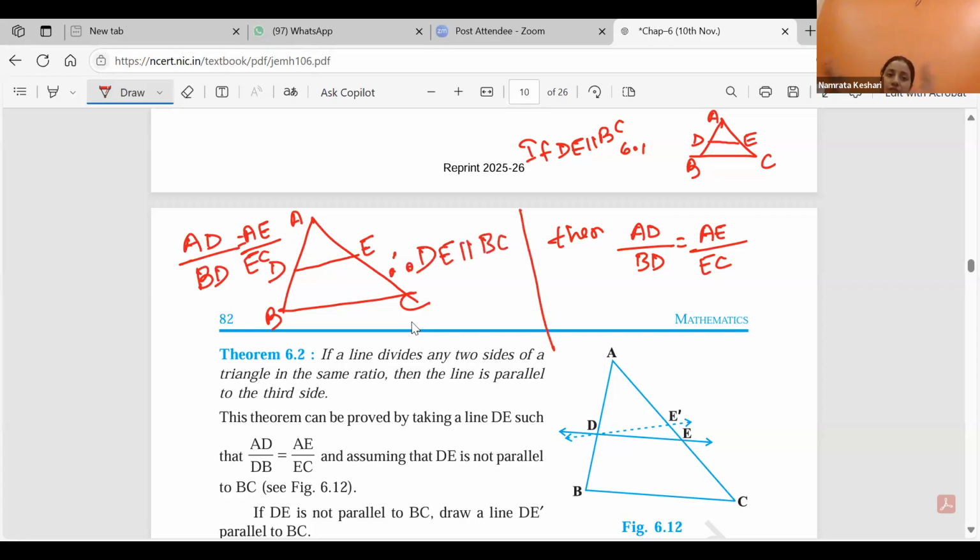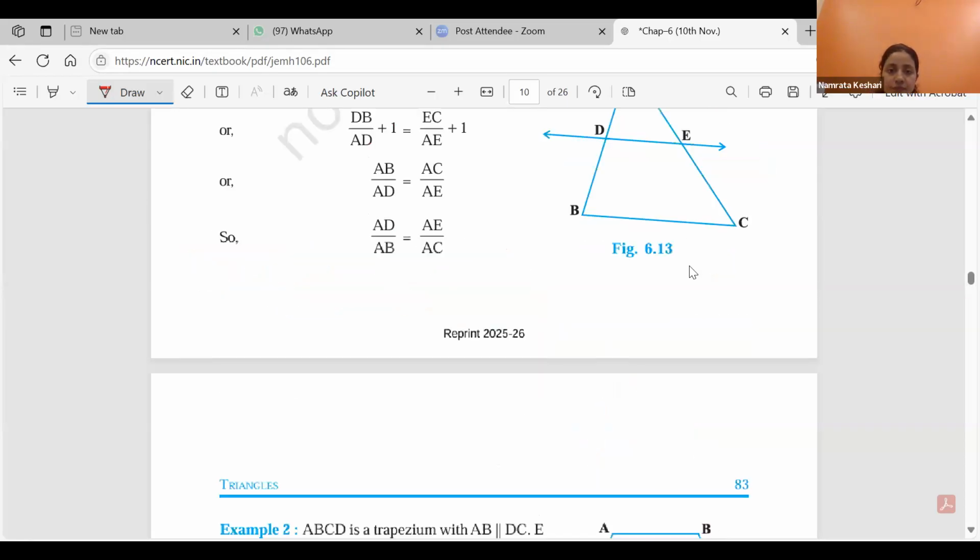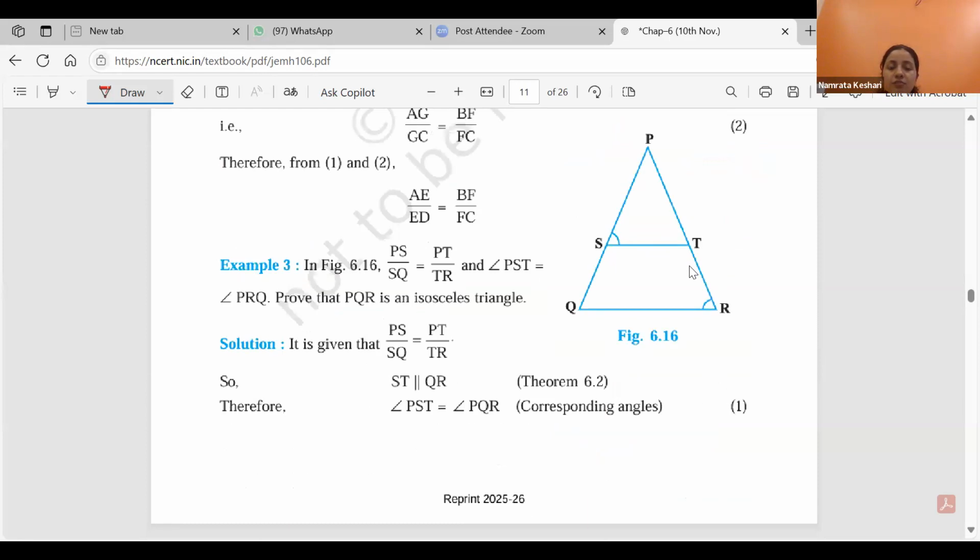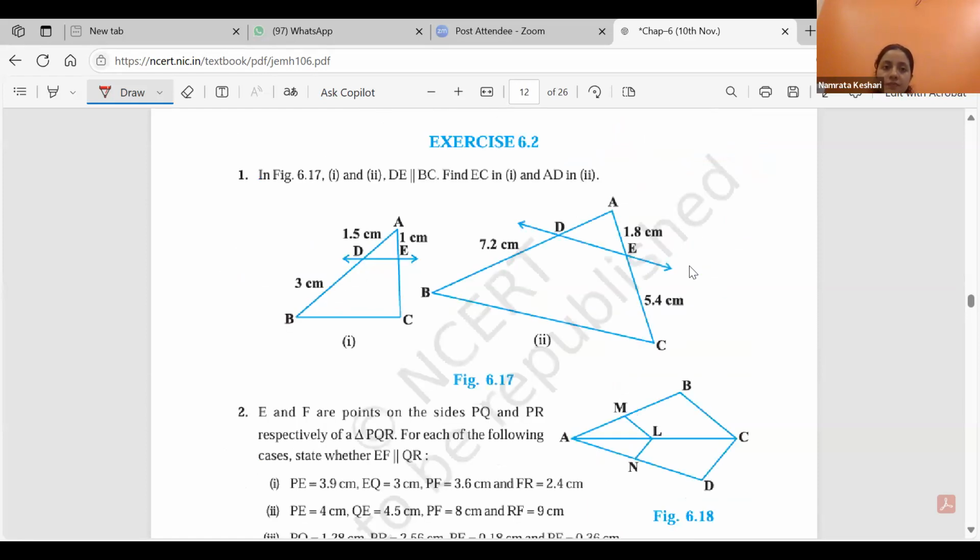Are you getting the difference between the converse one and the other one? If parallel, then the ratio is the same. If the ratio is the same, then the line will be parallel. Getting it? Tamia, Afrin, Rayan, Inan, are you getting it? Yes, ma'am. So you understood these concepts. Now we can solve these questions.